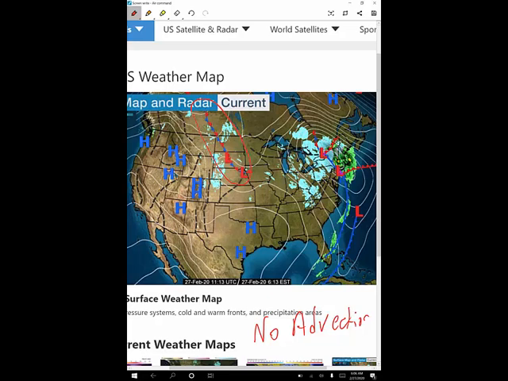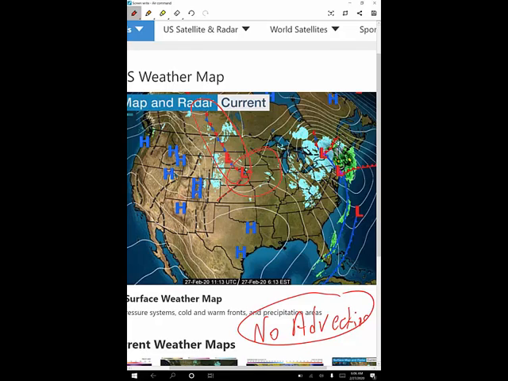So if I take a look at this current surface map, I see that I have a stationary front back off to our northwest. Stationary means it's not moving our way. There is a trough of lower pressure off to our southwest. That is not a front. And so I don't really see any fronts around Iowa. So I would forecast for no advection.